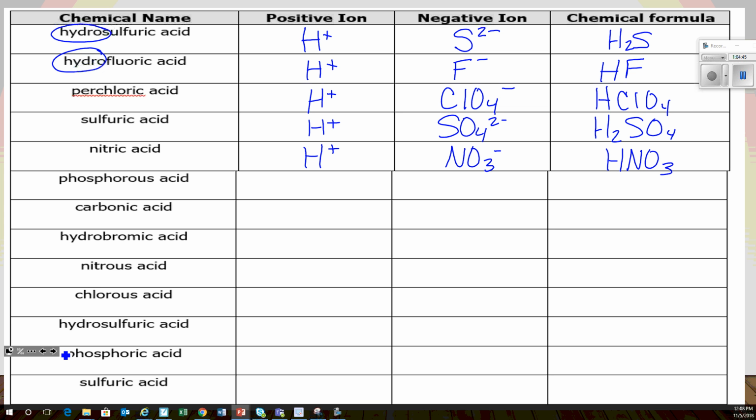Nitric acid. Next one has an OUS. OUS came from OS. We're going to get in a fight. So we're looking for phosphite. What's phosphite? PO3 with a 3 minus. Okay, how many hydrogens do I need this time? Need 3. H3PO3.